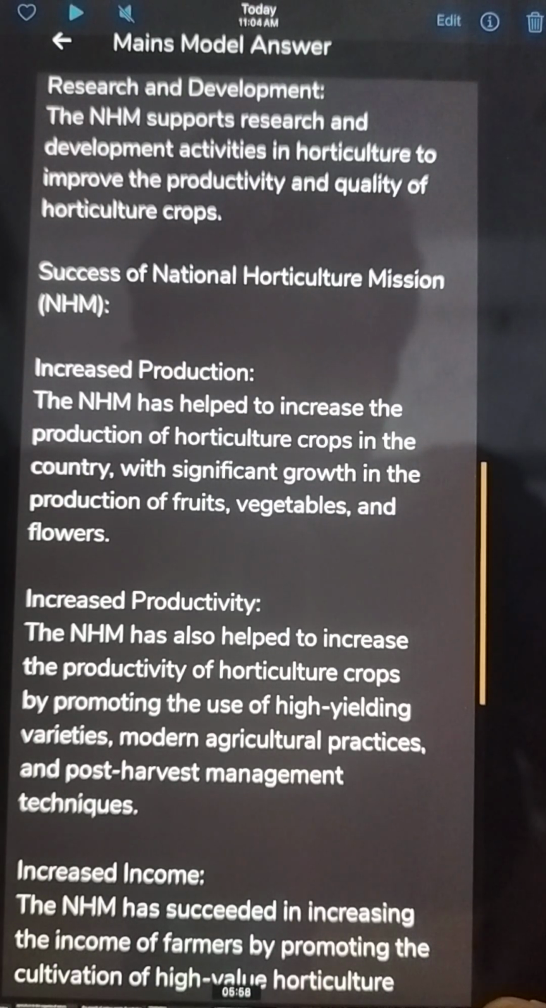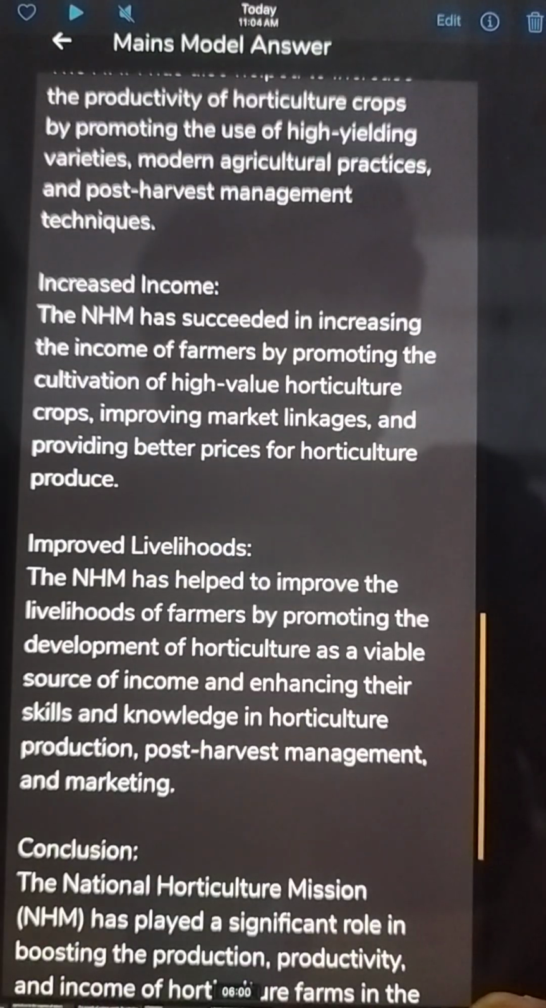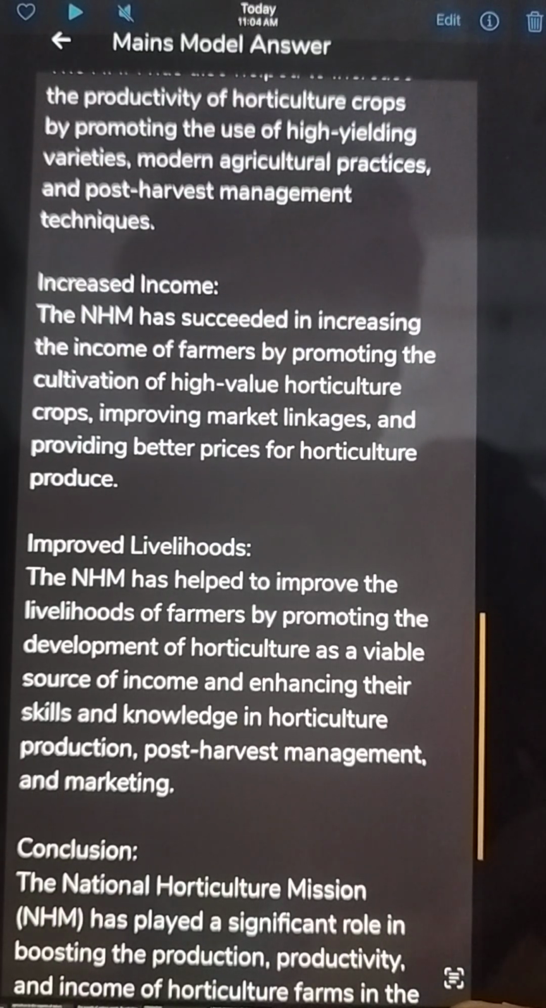Increased incomes. NHM has succeeded in increasing the income of the farmers by promoting the cultivation of high value horticulture crops, improving market linkages, and providing better prices for horticulture produce.